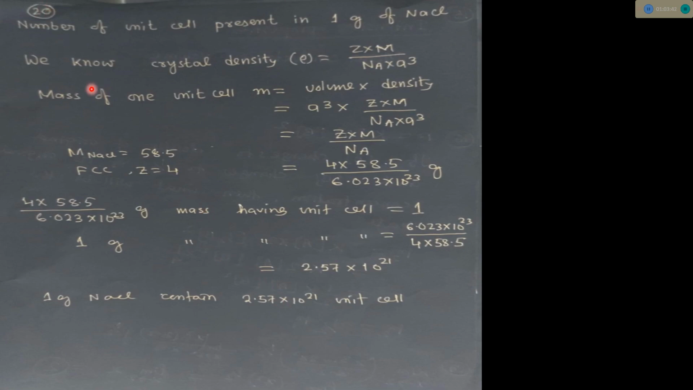Simple calculations: the density formula we know, mass of unit cell equals volume into density, volume a cube into density, that formula we put here. Now this becomes this gram, so this gram mass for 1 unit cell. 1 gram mass is for how many unit cells? It becomes 2.57 × 10⁻²¹ unit cells. So 1 gram contains 2.57 × 10⁻²¹ unit cells. This is the correct answer.